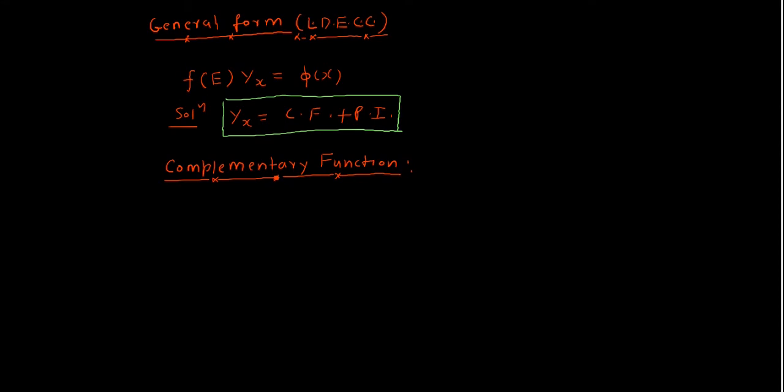Now, how do we find a complementary function, and how many possibilities will occur while finding the complementary function? So, how do we find the complementary function? First of all, we find the complementary function from the corresponding homogeneous equation of the given difference equation. Suppose this one is the given difference equation, equation 1. What is the corresponding homogeneous equation? The corresponding homogeneous equation is f(E) y_x = 0.